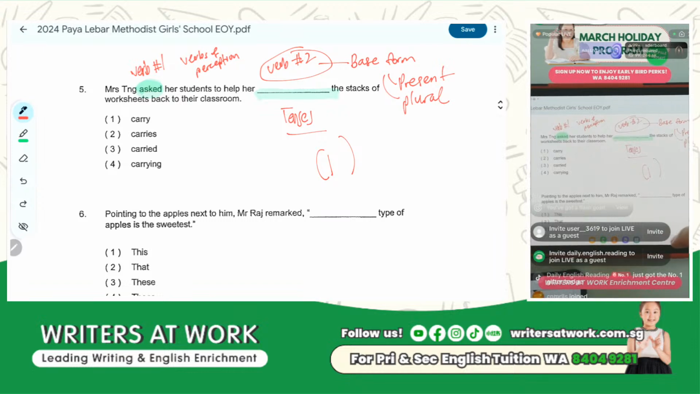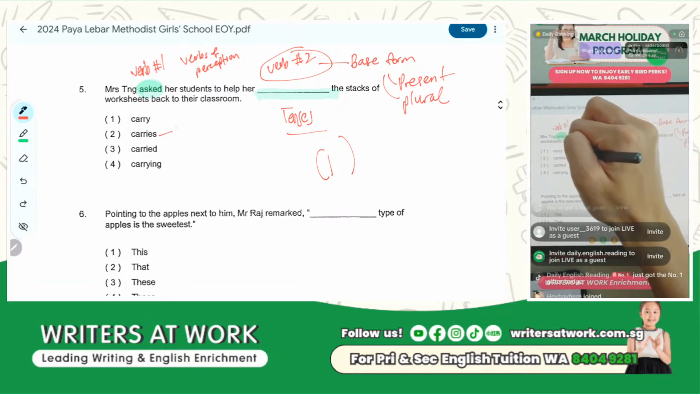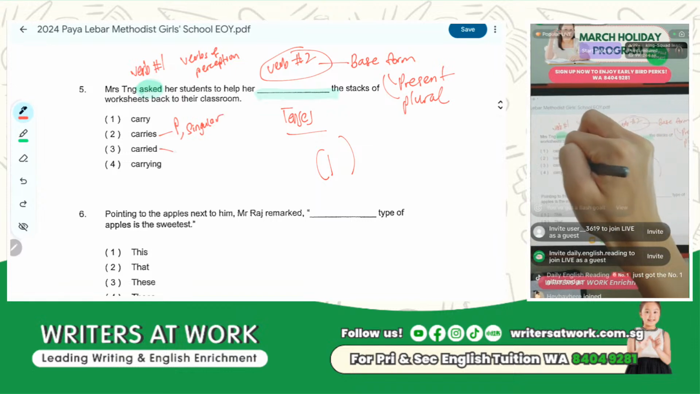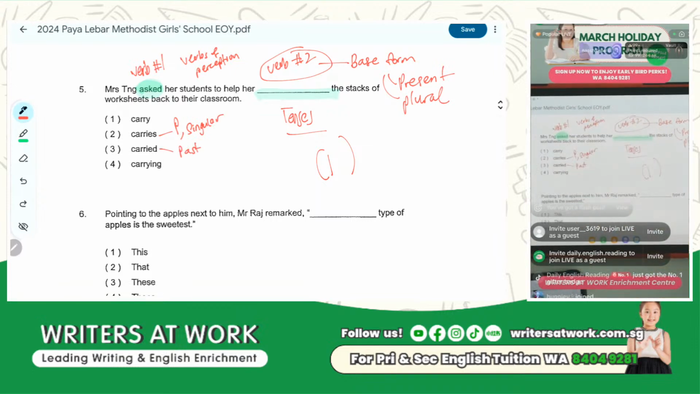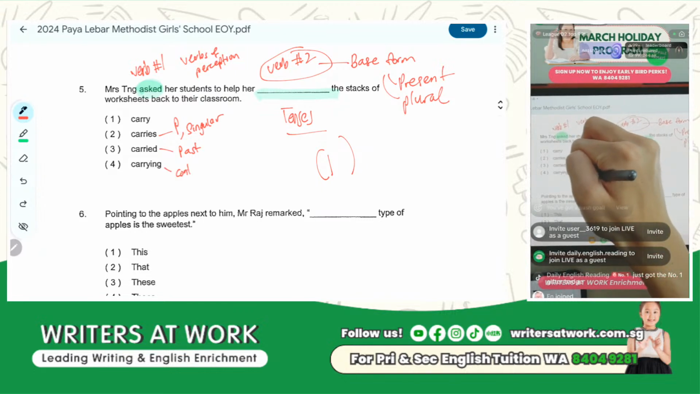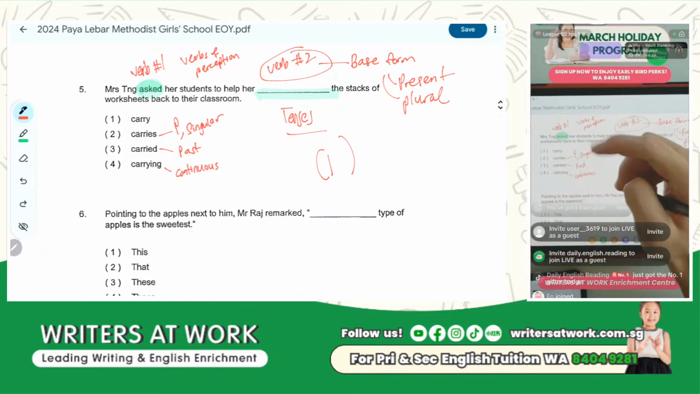Now, while we know the answer, we want to also learn when to use the other options. So let me share with you the use of other options. Carries. This is present tense and singular. Carried is in past tense. Now, the last one is known as the continuous form. Take note, I didn't say it's a tense, it is a form.